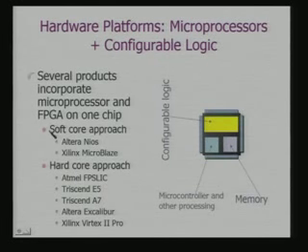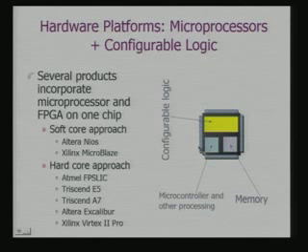One is based on soft core approach, another is based on hardcore approach. In a typical soft core approach, the basic idea is that you have the FPGA, and on the FPGA you actually synthesize the processor itself. In a hardcore approach, you have the processor, and with the processor you have the FPGA block, just like the accelerator kind of design that we had talked about. So, conceptually the block diagram looks something like this. You have the configurable logic block, you have microcontroller and other processing elements, and this provides the memory.